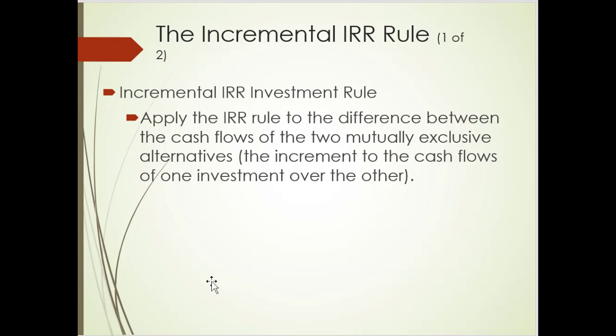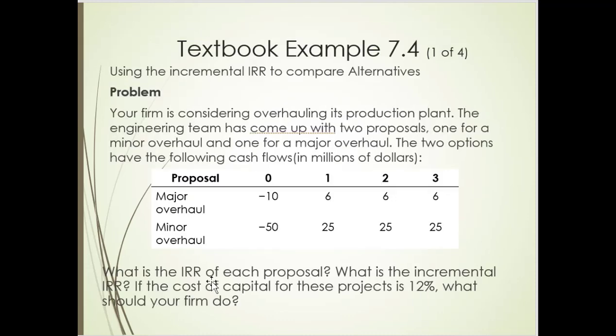One of the things we may want to do is to make some analysis between projects, right? Which of two projects is better? Another way we can do this is to look at what's referred to as the incremental return rule. So here we have these two projects. We can do a major overhaul, so we're going to spend some money today, and then that's going to play out over the next 3 years. Or we can just do a minor overhaul, where we spend $50,000, and again that has higher cash flows over the next several years.